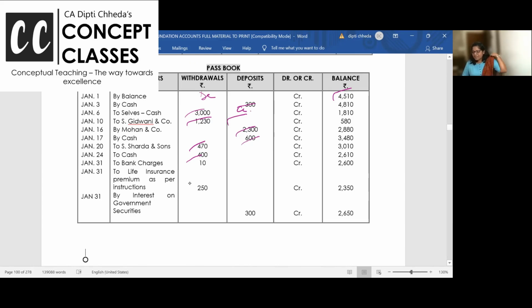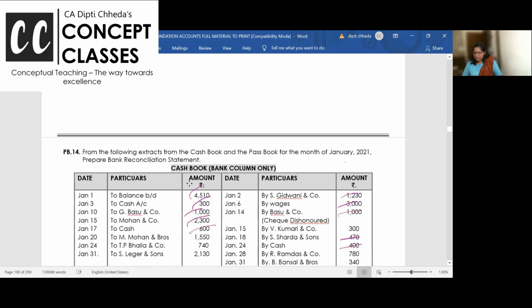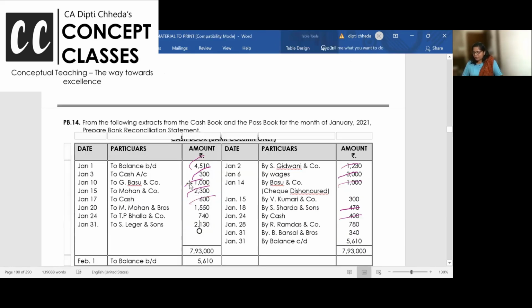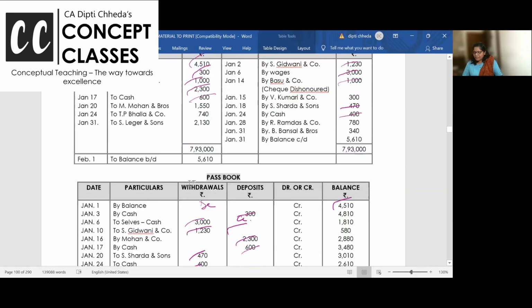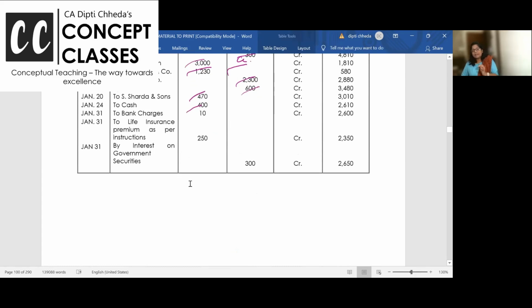Achha, 300 rupees interest has directly come in your account. You have not yet recorded. Deposit aapke account mein aa gaya, but in cash book you have not recorded. So, are you ready to go with me? All the unticked items. Shall we prepare the BRS?